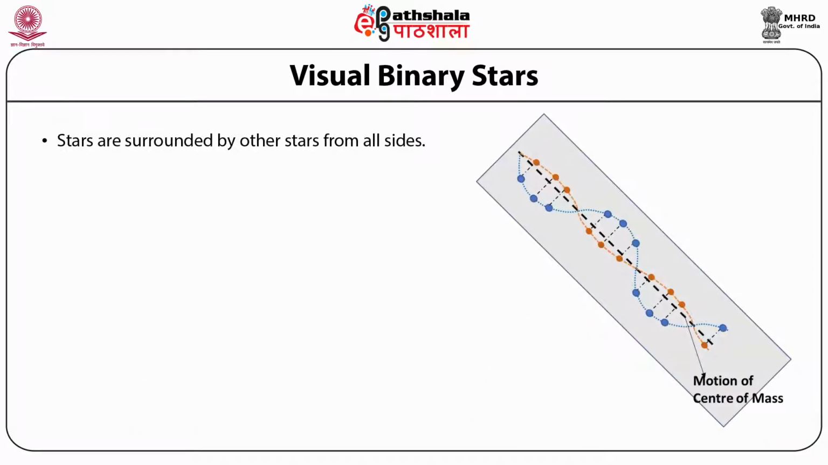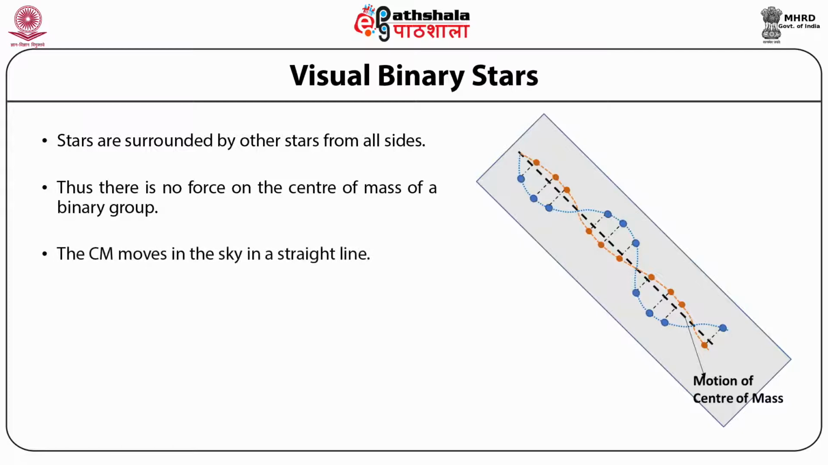Stars are surrounded by other stars from all sides. So the vector sum of all gravitational forces acting on any star is therefore zero. Thus, there is no force on the center of mass of a binary group. The center of mass CM moves in the sky in a straight line. So the two stars of the group move around the CM, executing serpentine motions in the sky. So this is the motion of the group that is actually observed.